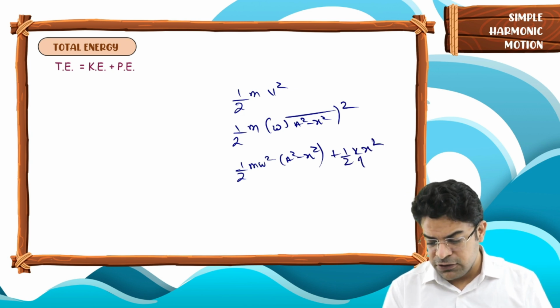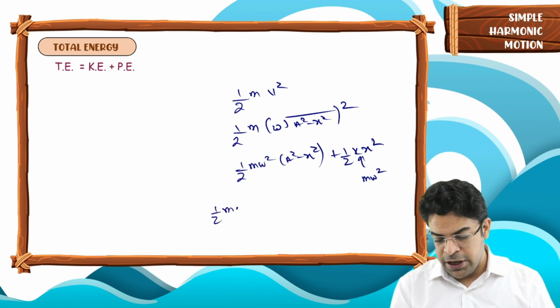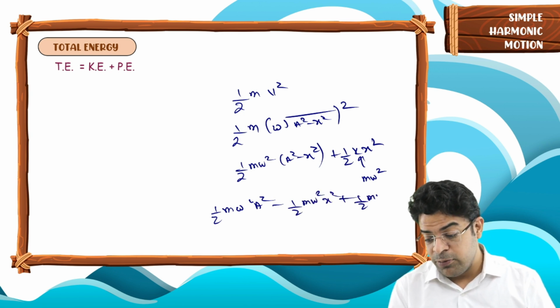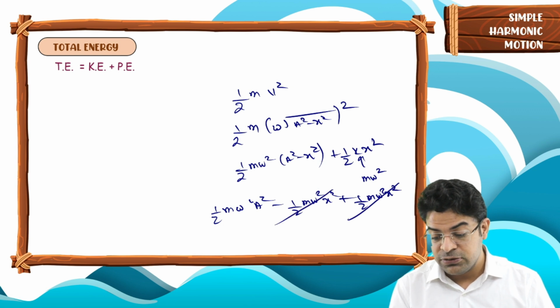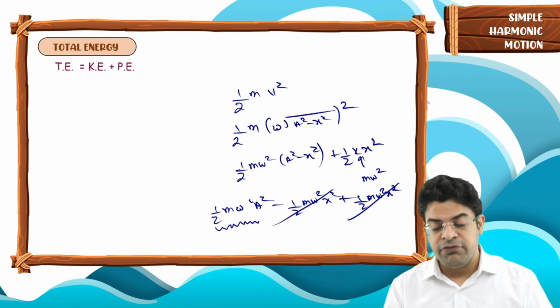Now, if in place of k I substitute m omega squared, what I get is half m omega squared a squared minus half m omega squared x squared plus half m omega squared x squared. So these two terms get cancelled. What we get is that the total energy is half m omega squared a squared.